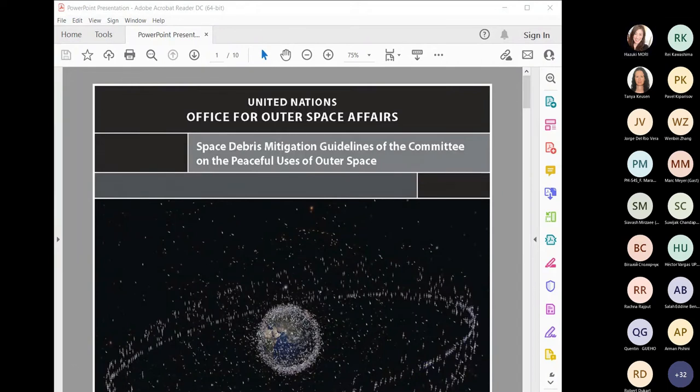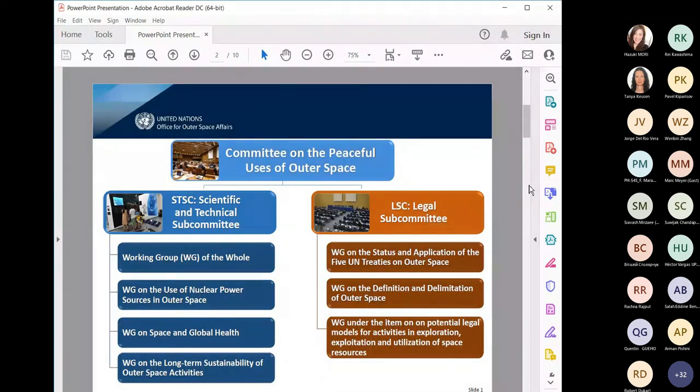The committee was tasked with reviewing international cooperation in the peaceful uses of outer space, studying space-related activities that could be undertaken by the United Nations, encouraging space research programs, and studying legal problems arising from the exploration of outer space. The committee has two subsidiary bodies, STSC, or the Scientific and Technical Subcommittee, and LSC, the Legal Subcommittee.